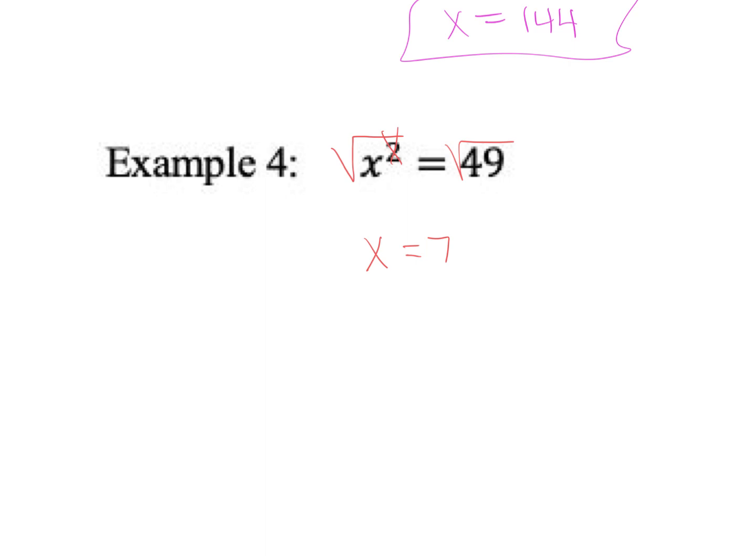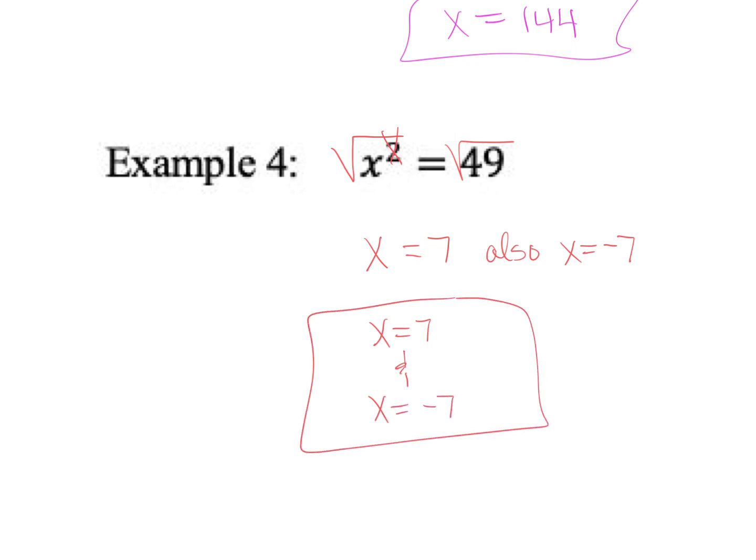But we also know that -7 also works. So the answer for this is 7 and -7. So the answer for example number 4 is 7 and -7, because -7 times -7 makes 49, and 7 times 7 also makes 49. And if you're having a hard time with that, go ahead and pause, rewind it, and go back through it.